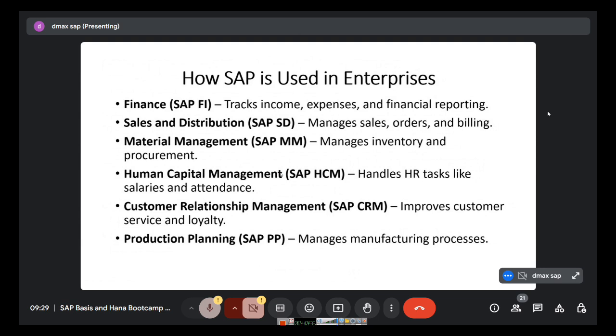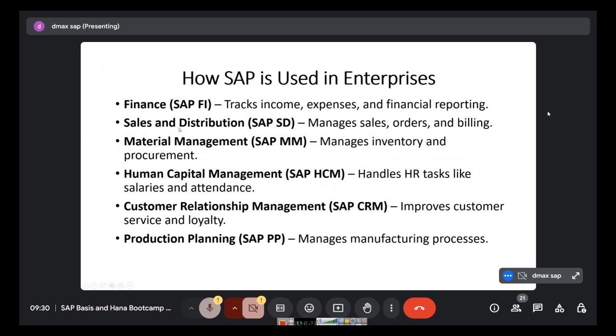As I said earlier, if we consider SAP in a small retail store or some other organization, there are some modules like this. Finance will be there, which tracks income, expenses and financial reports. After checking income and taking out the expenses, how much benefit are we getting in our organization and how can we spend it in future.